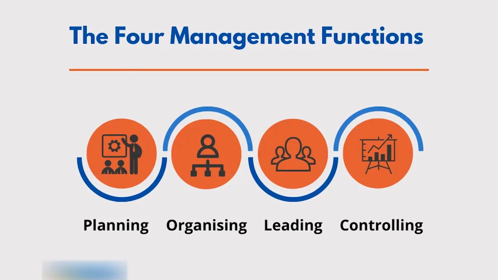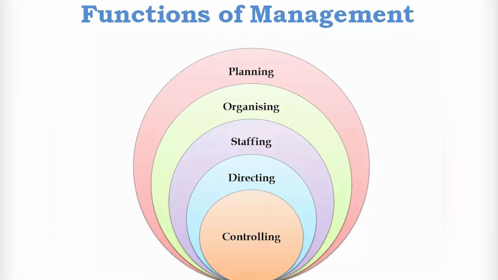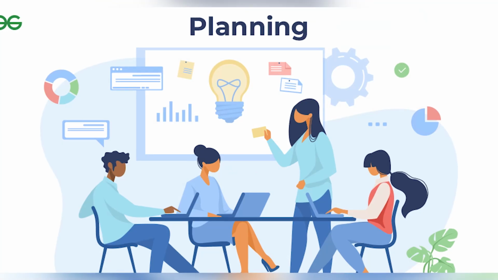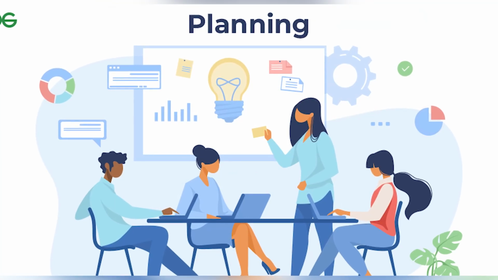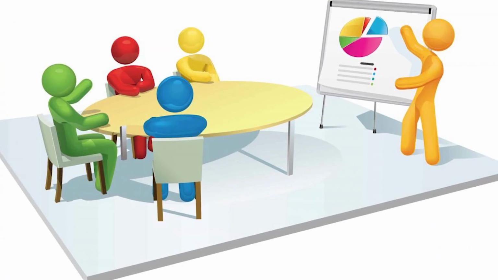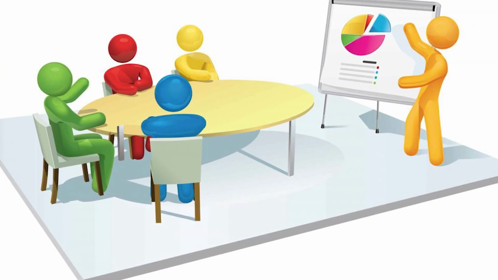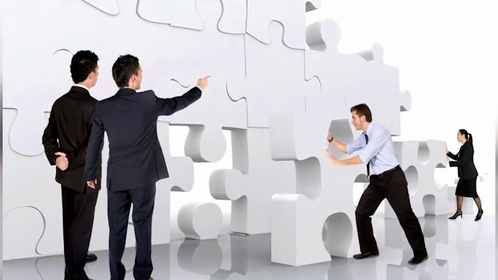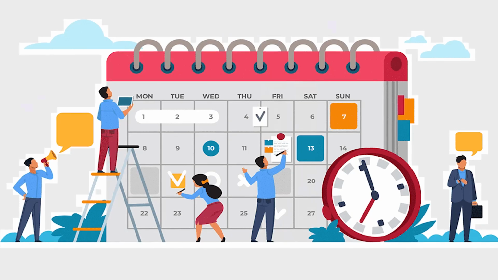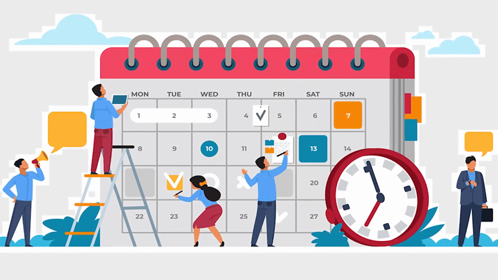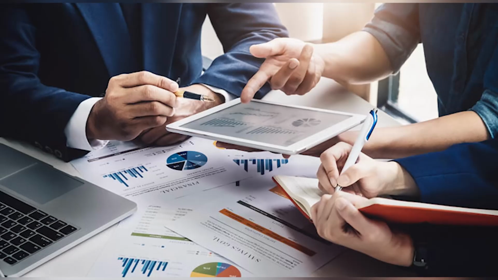Together, they provide a structured framework that guides managers in executing their duties effectively and efficiently. The first function of management is planning. Planning is the process of defining goals, establishing standards to achieve those goals, and developing plans to integrate and coordinate activities. It provides direction, reduces uncertainty, and aligns resources for optimal effectiveness.